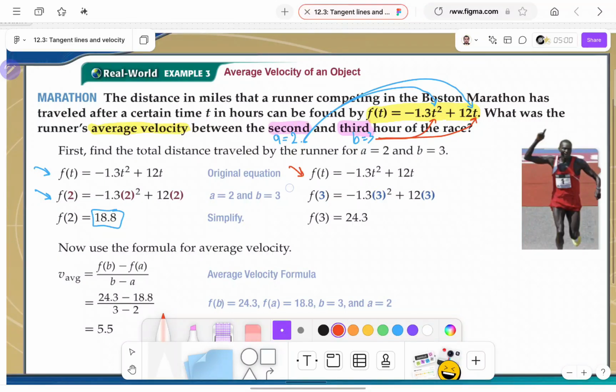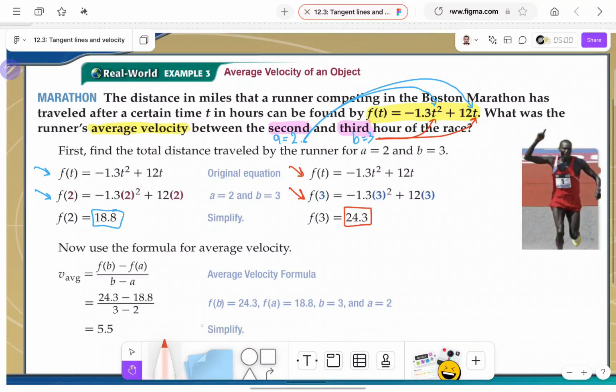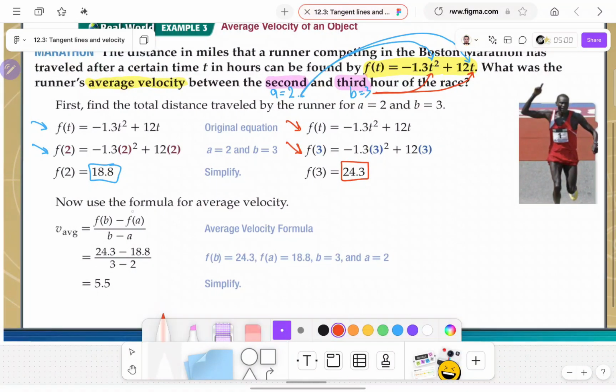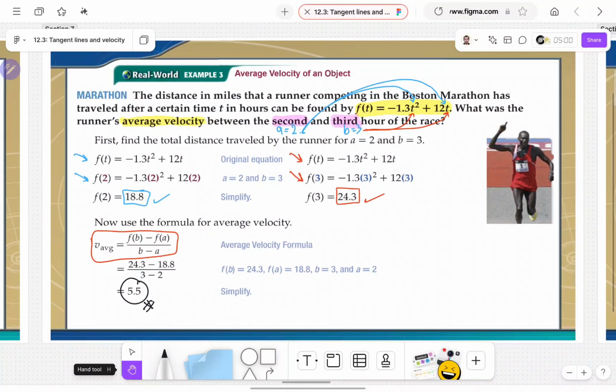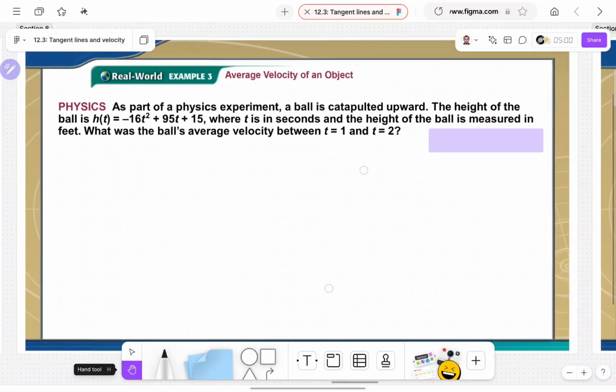So I wrote the formula, then I replace 3 in every t, then I get t is equal to 24.3. Now we write the formula to find the average speed, which is f of b minus f of a, over b minus a. F of b is here 24.3, f of a is 18.8, over b minus a, which is 3 minus 2. Then we get the final answer, which is equal to 5.5 feet per hour.